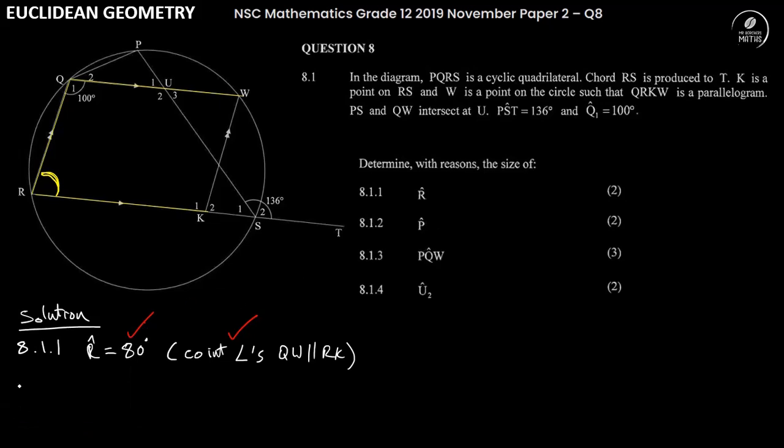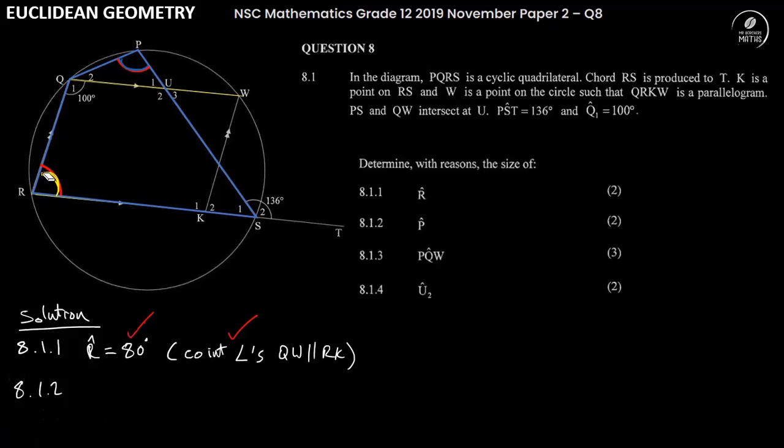Right, the next one, 8.1.2. We're wanting to work out angle P. How are we going to work that one out? What we need to notice here is that angle P and angle R are opposite angles of a cyclic quadrilateral.